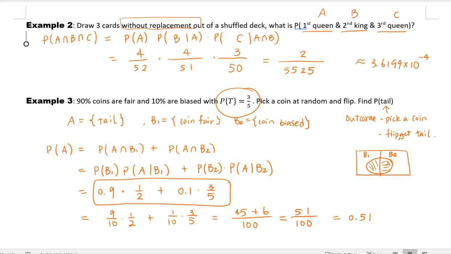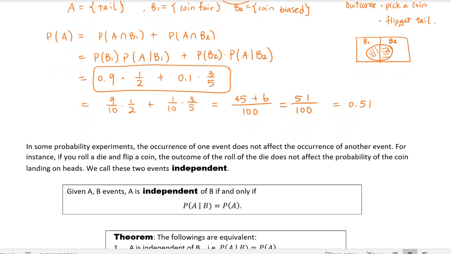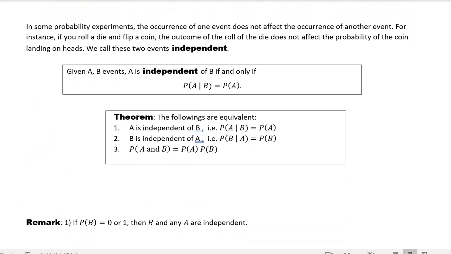Okay, so let's continue. In some probability experiments, the occurrence of one event does not affect the occurrence of another event. For instance, if you roll a die and flip a coin, the outcome of the roll of the die does not affect the probability of the coin landing on heads. We call these two events independent.